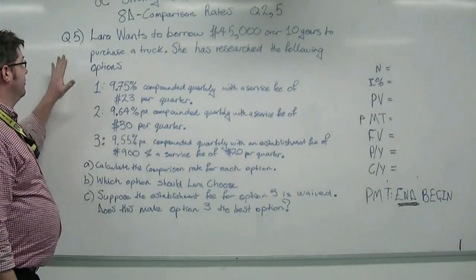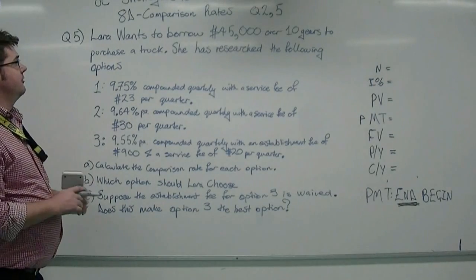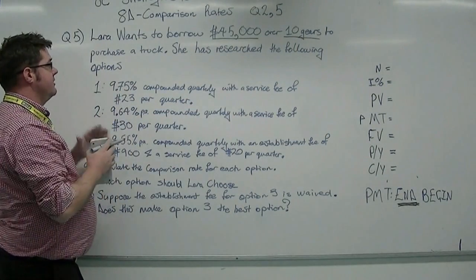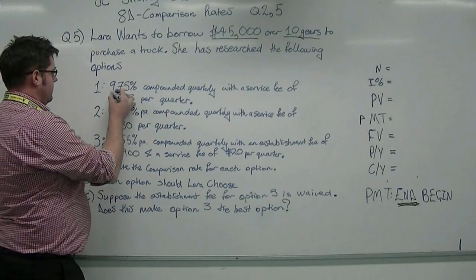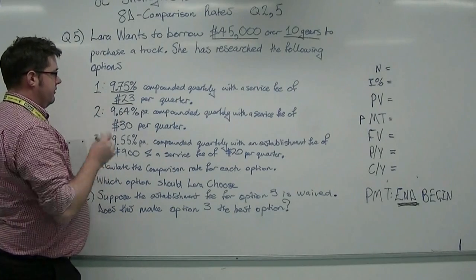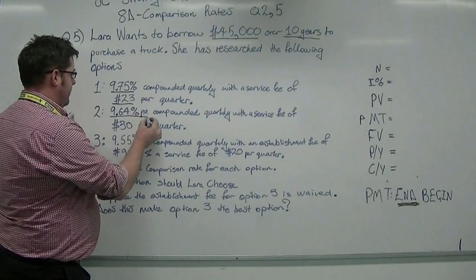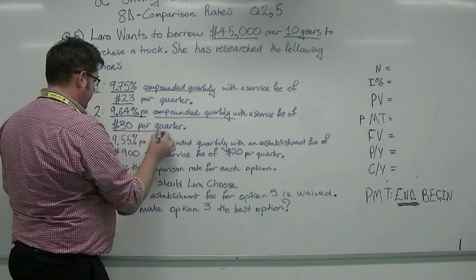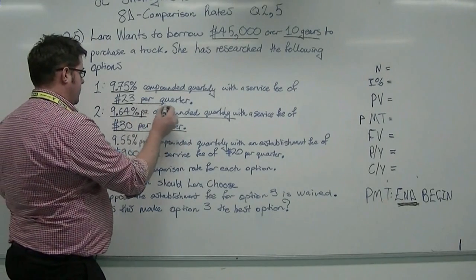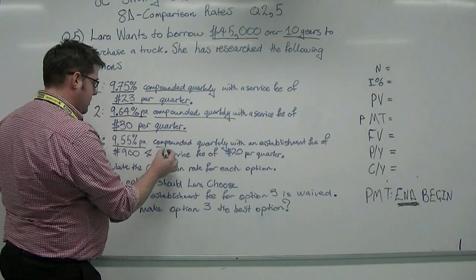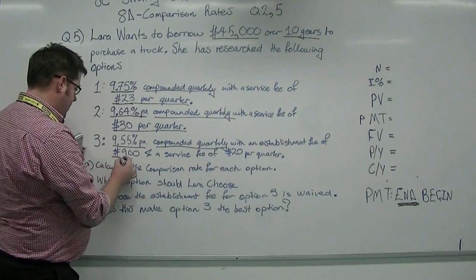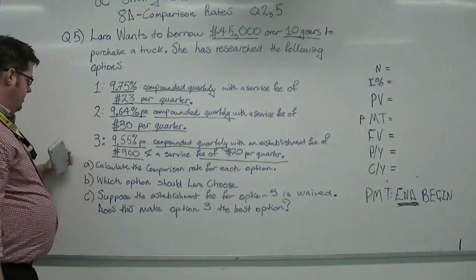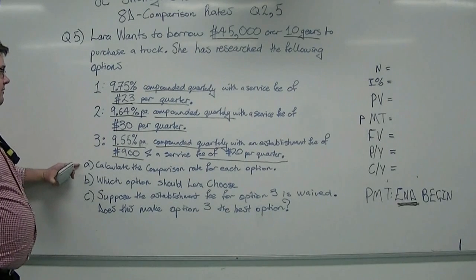Okay, so now let's turn our attention to question 5. Lara wants to borrow $45,000 over 10 years to purchase a truck. She's researched the following options. Option 1: 9.75% with $23 per quarter. Option 2: 9.64% per annum, both of them compounded quarterly, with a service fee of $30 per quarter as well. Option 3: 9.55% compounded quarterly with an establishment fee of $900 and a service fee of $20 per quarter. So we're asked to calculate the comparison rate for each option.